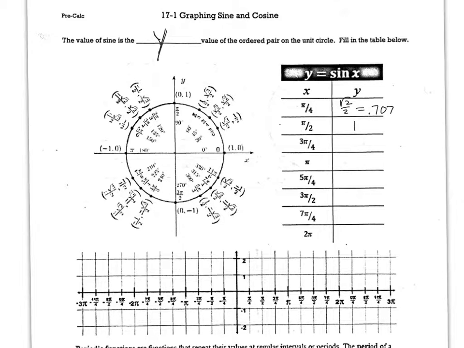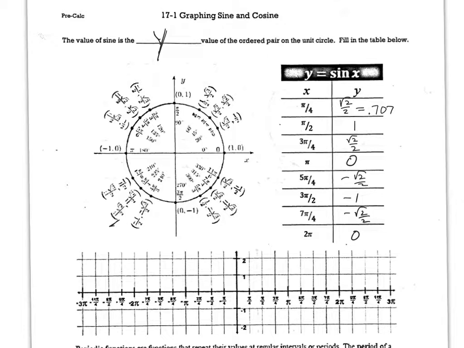In the second quadrant, this is positive radical 2 over 2. When we get to pi, the sine is 0. Down here, in the third quadrant, the sine is negative radical 2 over 2. Straight down, the sine is negative 1. At 7 pi over 4, it's negative radical 2 over 2. And at 2 pi, it's 0.